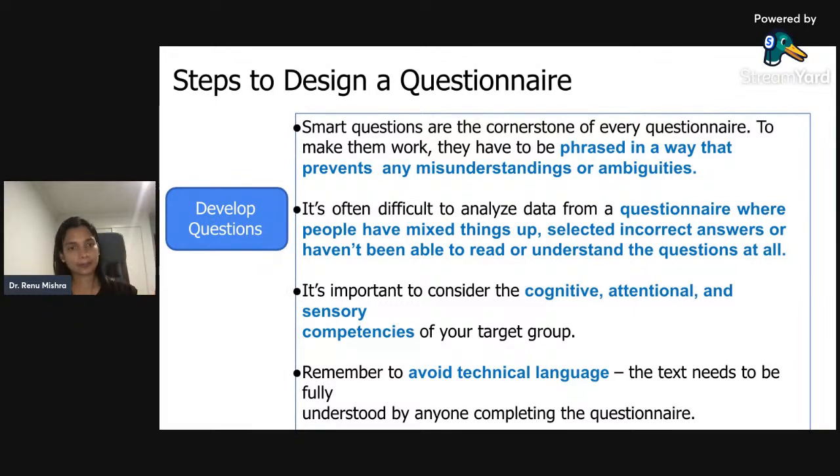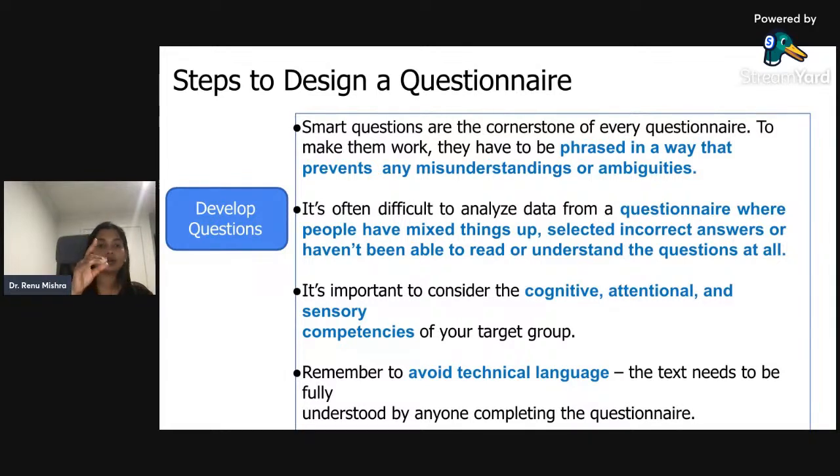There should not be any ambiguity, and there should not be any misunderstanding. So, very clear questions, no misunderstanding. Whatever you want them to answer for you, just state that in the question. It is often difficult to analyze the data from a questionnaire where people have mixed things up, like the question is saying something else and the answer is saying something else. So clearly have a look at what my question is saying and what my answer is depicting.